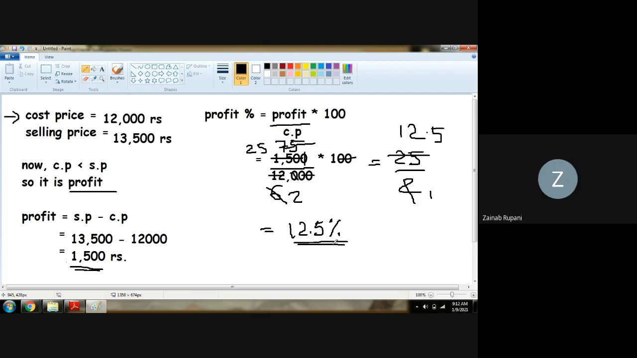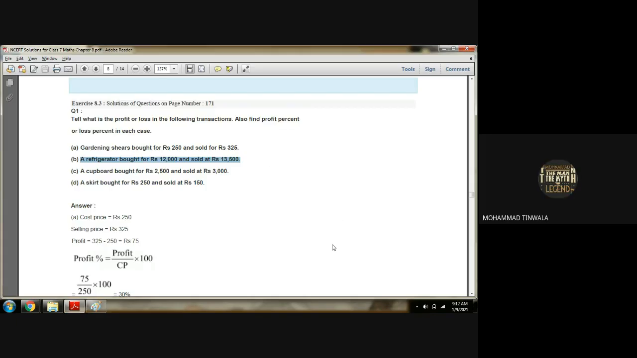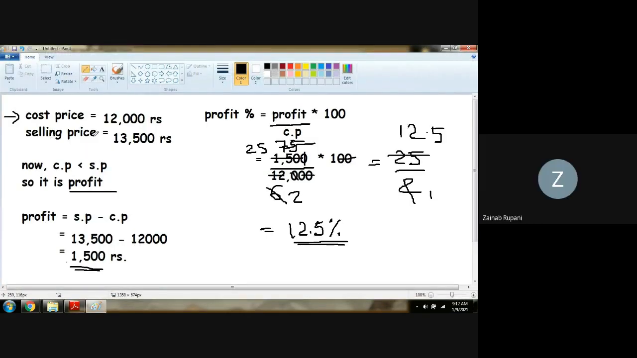Anybody has any doubt with these sums? No, sir. Chalo, third one, read fast. A cupboard bought for rupees 2,500 and sold at 3,000. So buying price of the cupboard is 2,500 and selling price is 3,000. So is it profit or loss? Profit. Can you do this sum on your own with the same method as we did here?